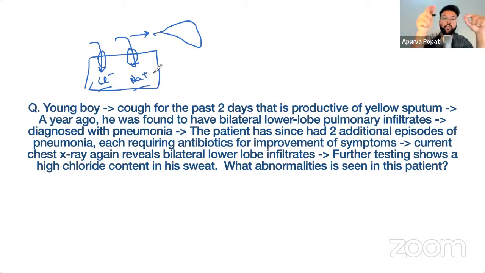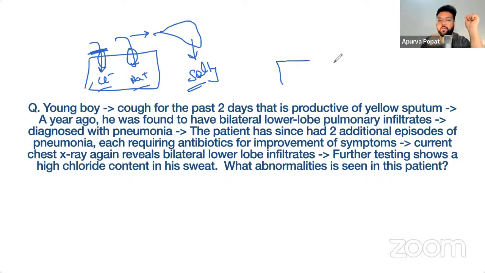If the CFTR channel is malfunctional, this channel will not work. You won't be able to reabsorb salt, you won't be able to reabsorb sodium and chloride. So sodium and chloride will be lost in sweat. That's why the mom will say my son is tasting salty. That's your buzzword. So this is the normal function of the CFTR channel in the sweat ducts.